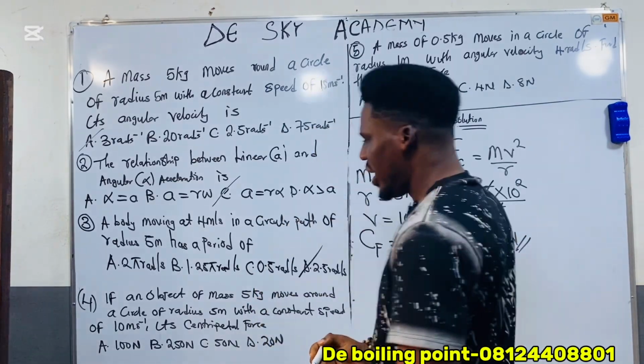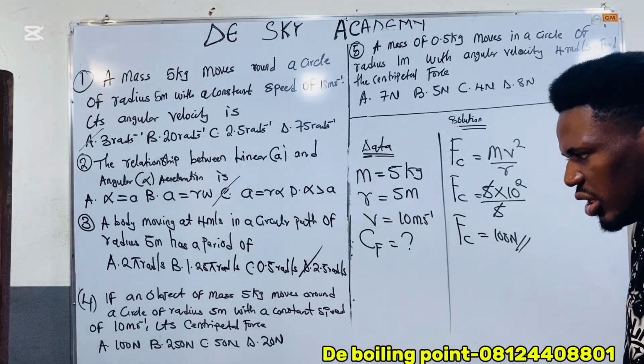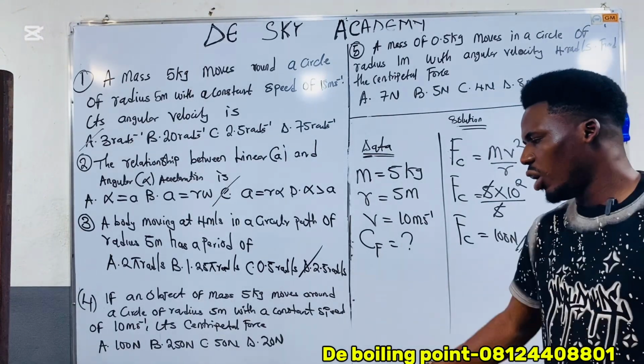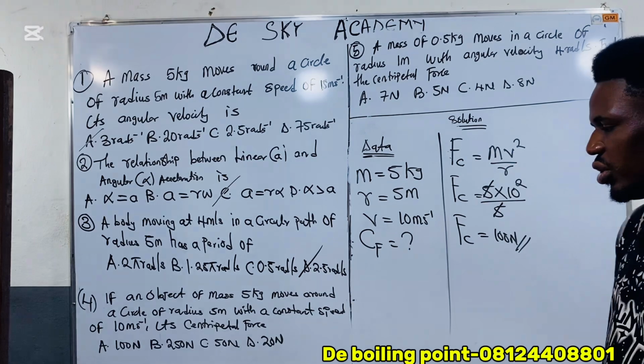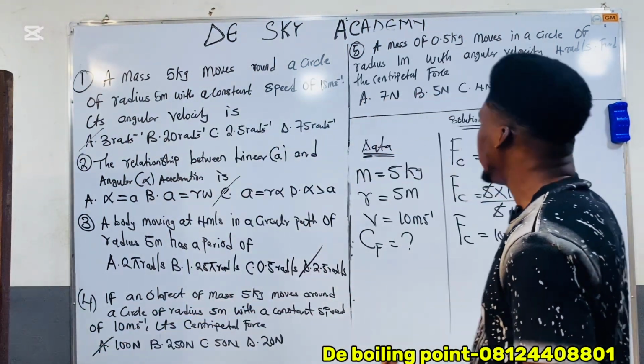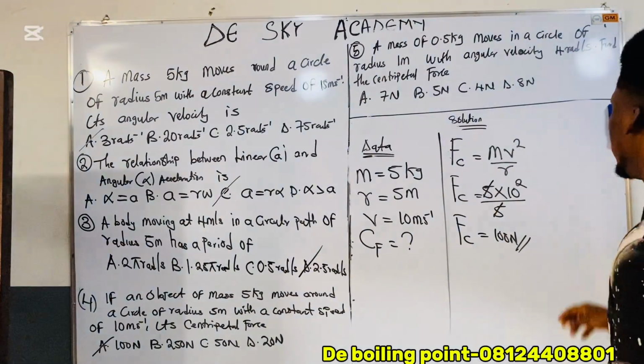So do we have anything like that in the options? Option A is 100 Newton. Option B is 250 Newton. Option C is 50 Newton. Option D is 20 Newton. So the correct answer here is option A, which is 100 Newton.